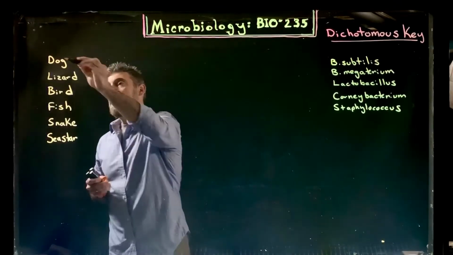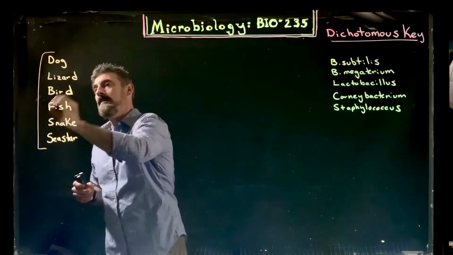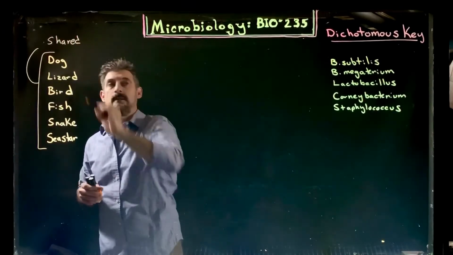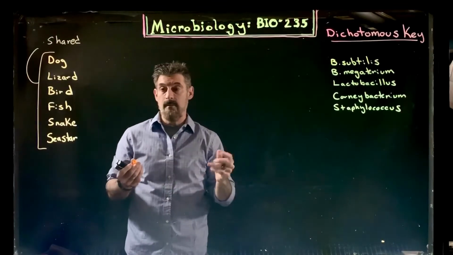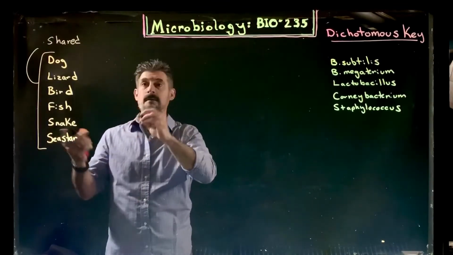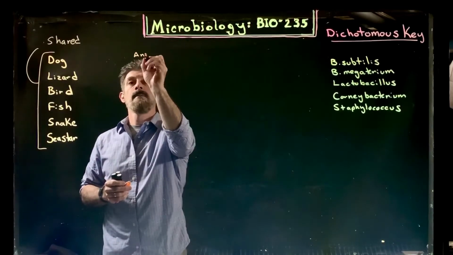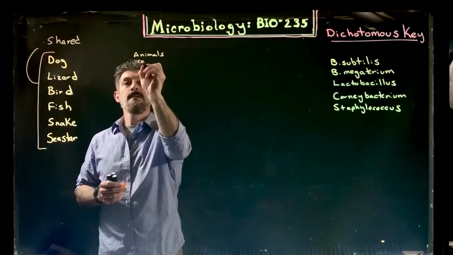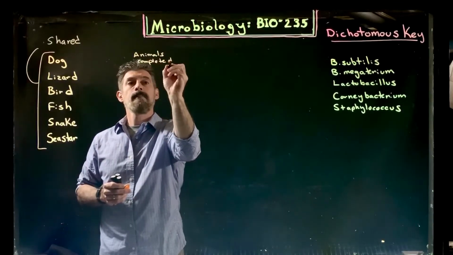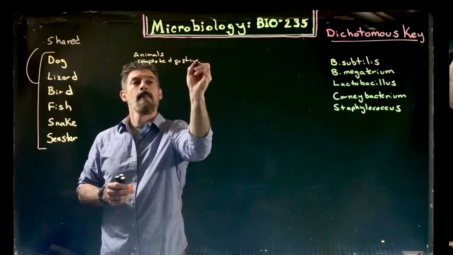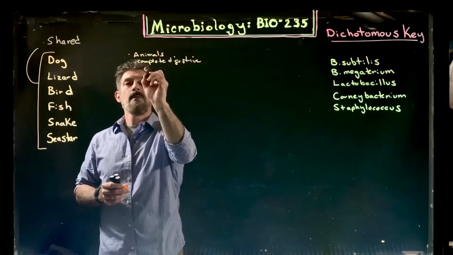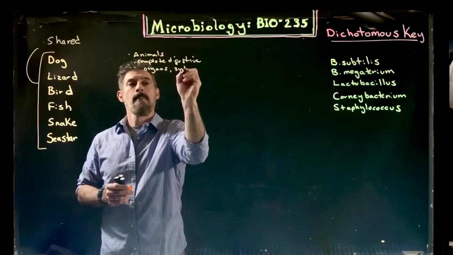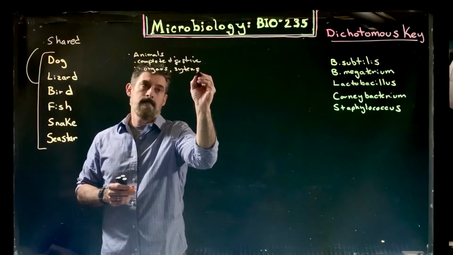So, one thing that you need to have is something among all the organisms in the group that is a shared characteristic or trait. So that's kind of what we start off with. Okay, so the shared characteristic or trait for this group, they're all animals, and these organisms have a complete digestive system. They have different organs, organ systems, etc.